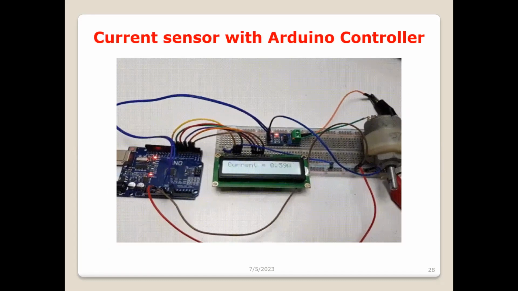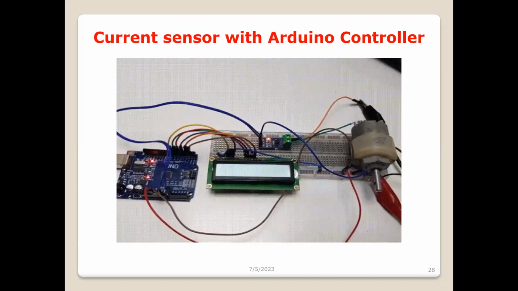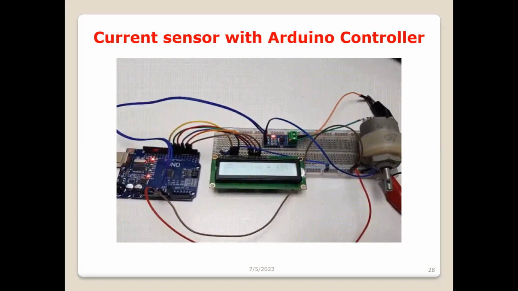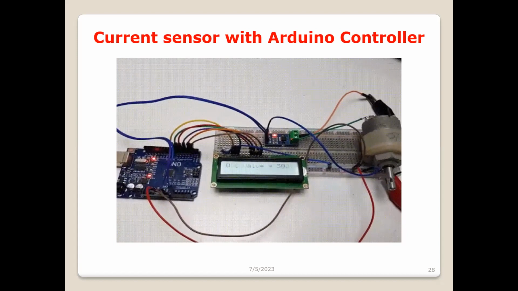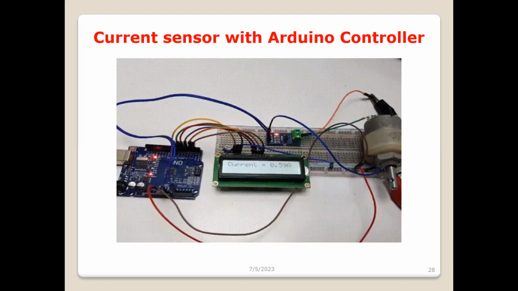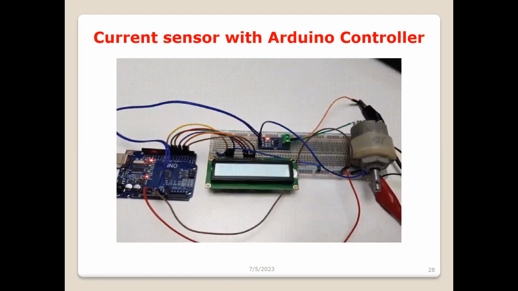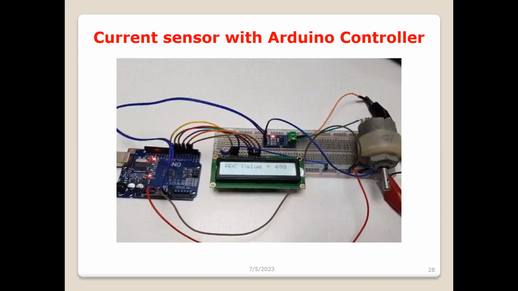Next thing is a current sensor. It's a current sensor working as an ACS712 Hall effect current sensor. You can see this animation here: the Arduino board, one stepper motor, and a 7-segment LED display. So here the ACS712 is a Hall effect current sensor.